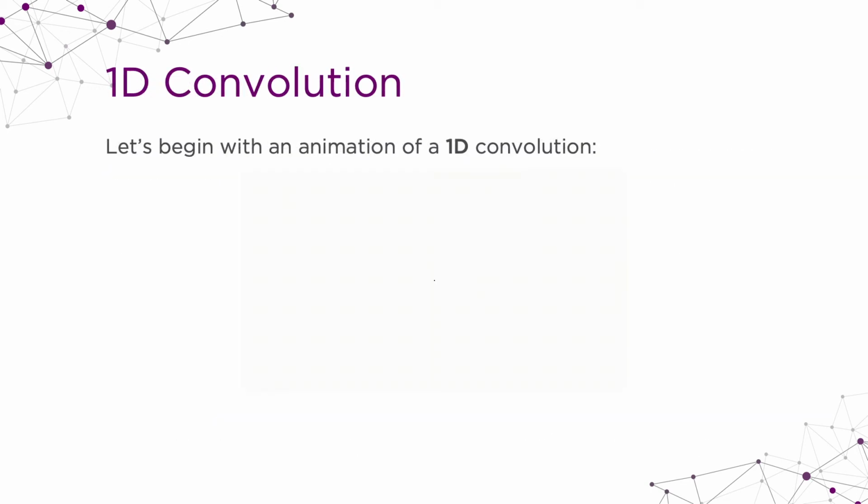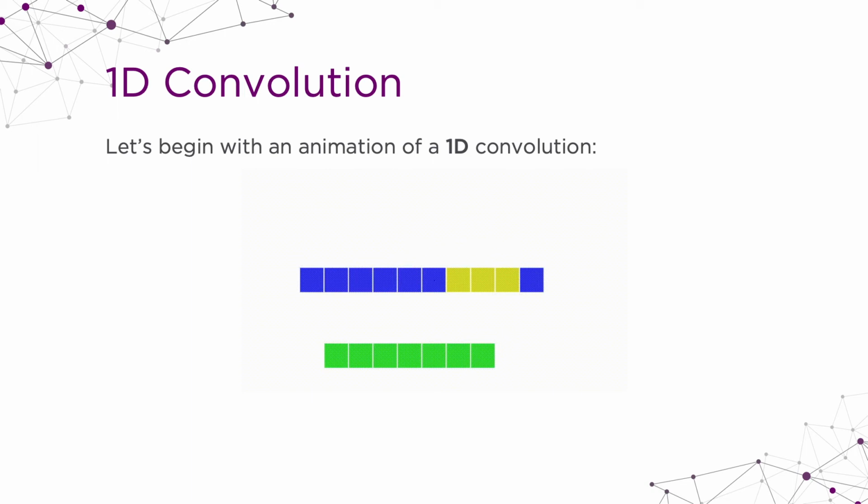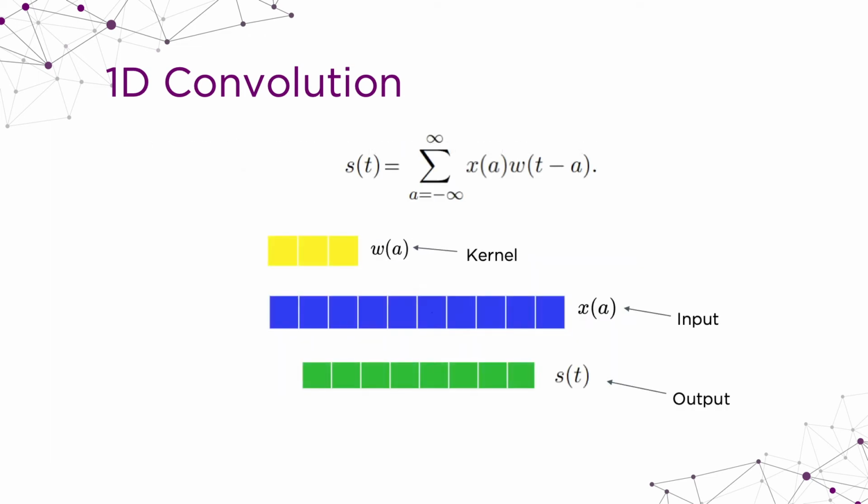So let's start with an animation of a 1D convolution. So here we have our one-dimensional convolution. We have our filter, our kernel in yellow, that slides over our signal in blue and gives us our output in green. So let's look at it one more time. We have the kernel in yellow, slides over our input in blue, and gives us our output in green. Let's take this step by step. Here was our original equation. We now have the kernel in yellow, again the input in blue, and our output or our feature map in green. And let's take a look at what's actually happening under the hood.